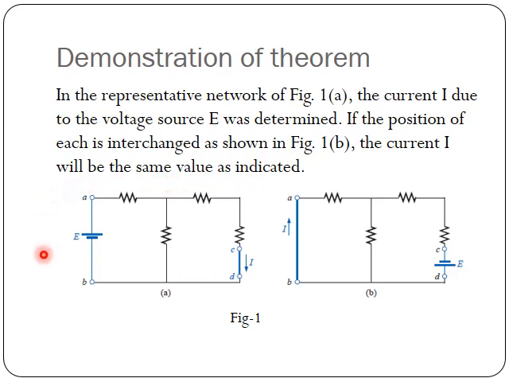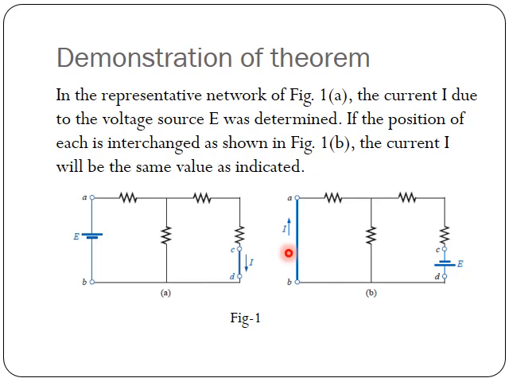It is saying that if there is a voltage source E between the nodes A and B and the current calculated between the nodes C and D is I, capital I, then if the position is changed, that is the voltage source is kept between C and D nodes, as you can see in this figure, the current between A and B nodes will remain the same as it was between the nodes C and D in figure 1a. This demonstrates or proves the reciprocity theorem.